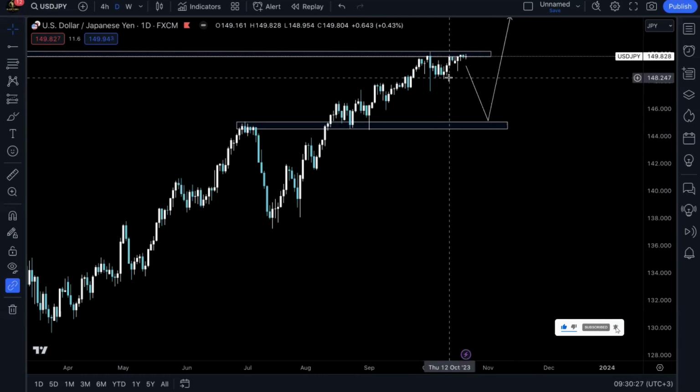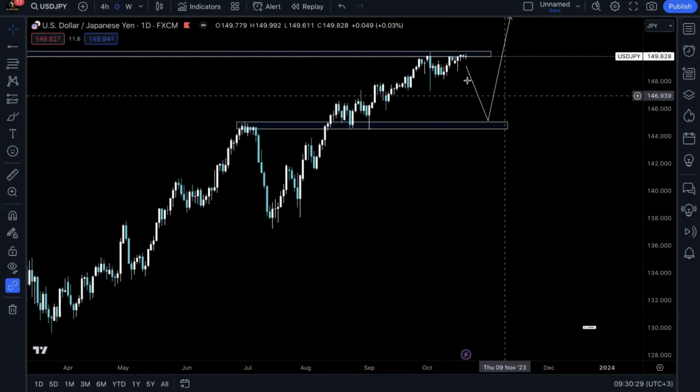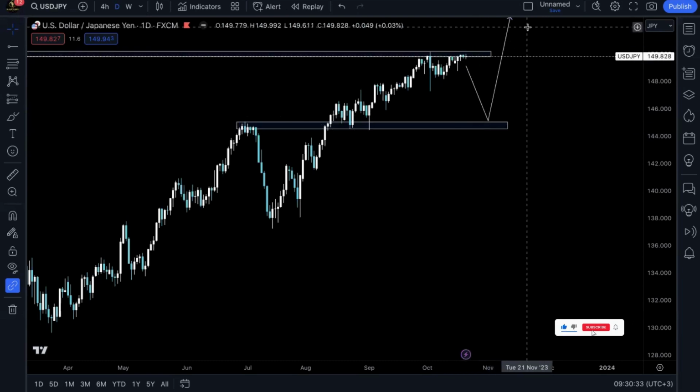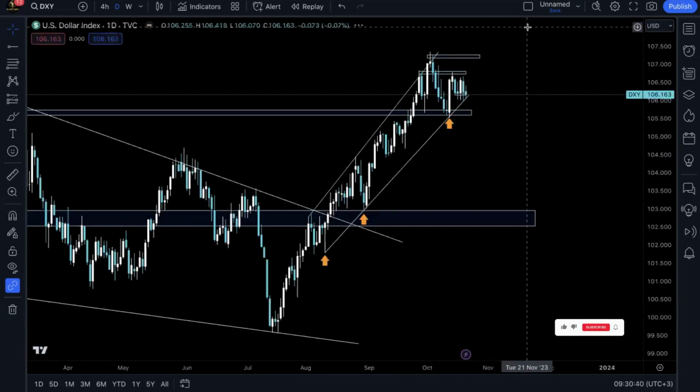With that being said, that's my view on USD JPY for the coming week. I'll be anticipating to see prices drop and then take off for the coming days. So let's look at the indices as we were talking about.